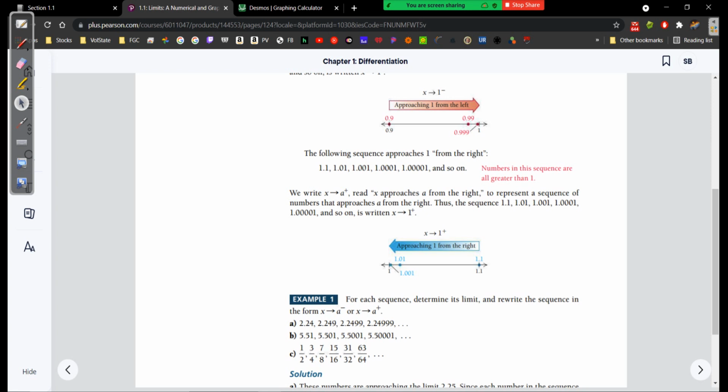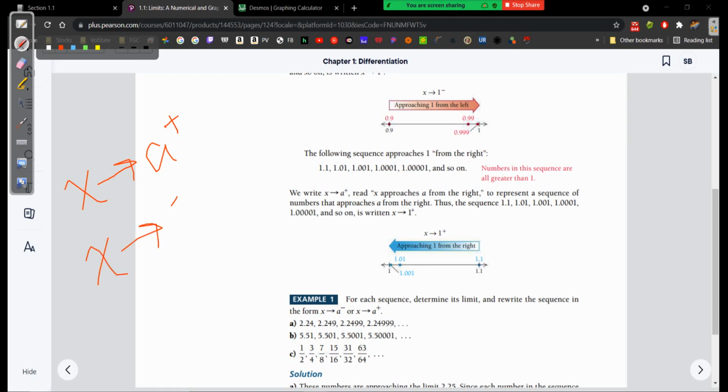On the other side, the following sequence approaches 1 from the right: 1.1, 1.01, 1.001, 1.0001, and so on. We write that as x approaches a from the plus side. So we would say x approaches a from the plus side, from the right side. In this particular case, x approaches the number 1 from the right side.